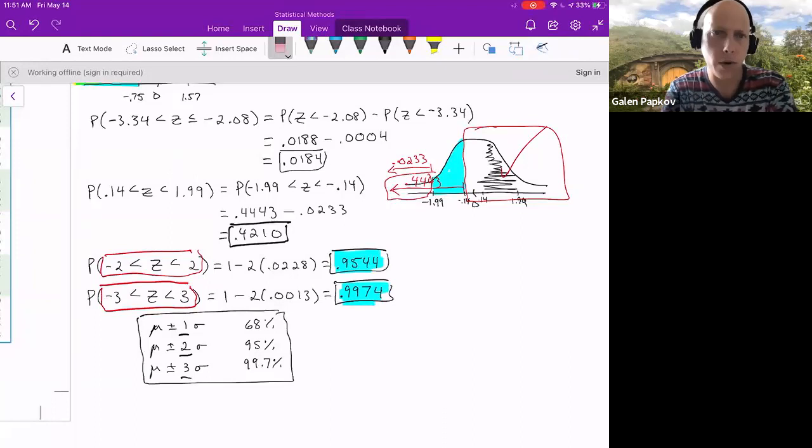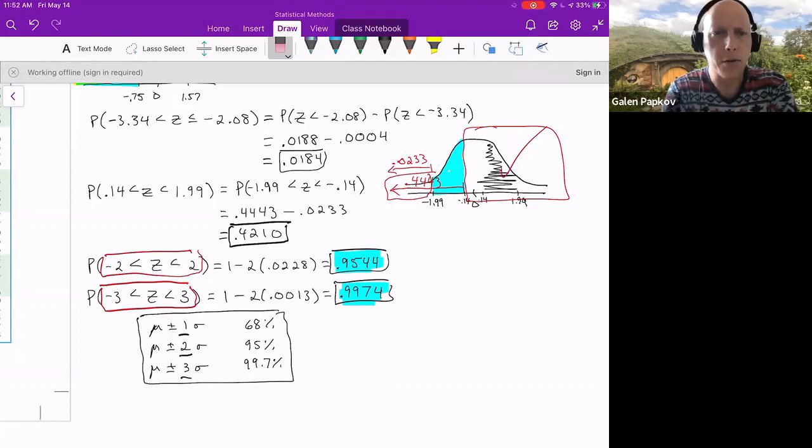For this first one, the probability that z is between negative 3.34 and negative 2.08, I did the subtraction approach. So I got the area to the left of negative 2.08 to be 0.0188, and the area to the left of negative 3.34 is 0.0004. And when you subtract those, you get 0.0184.